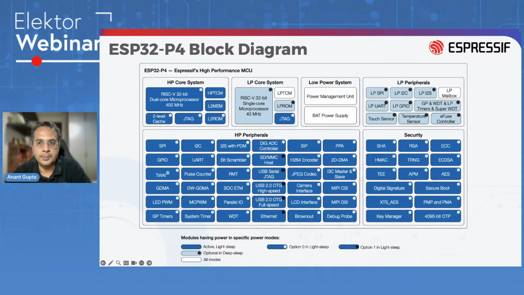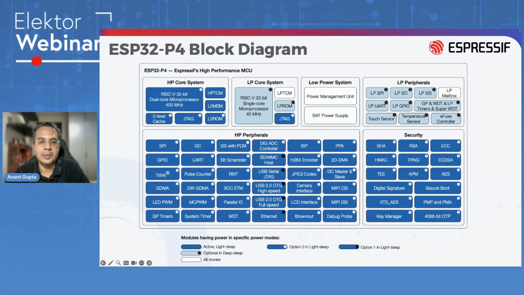That's the ESP32-P4 block diagram. As you can see, we have a well-defined HP core and an LP core system, and then we have an LP power management system, which can really help to have a battery power supply, a dedicated power management unit to keep the currents low in the LP cores. And then we have dedicated LP peripherals.